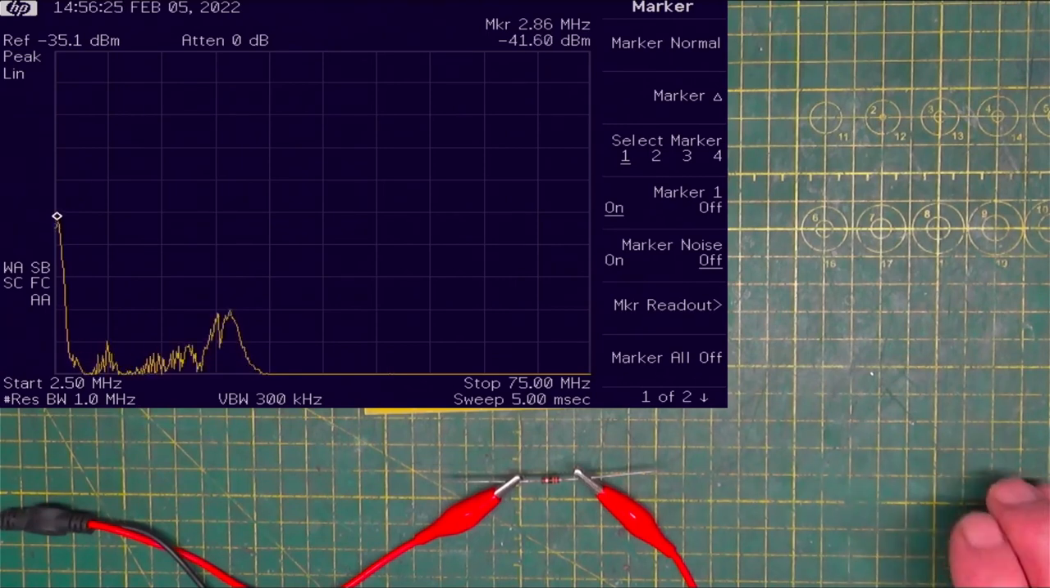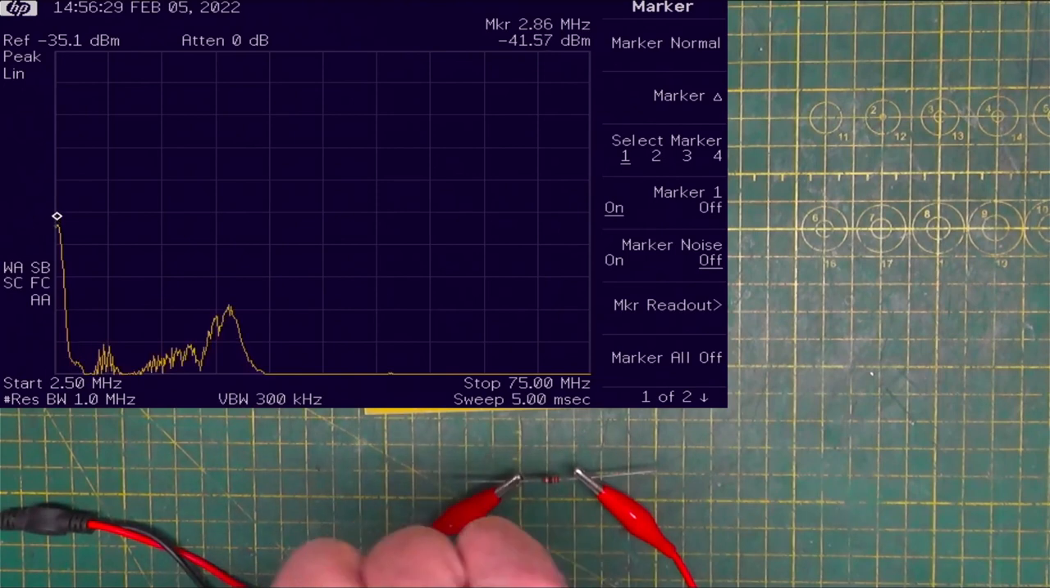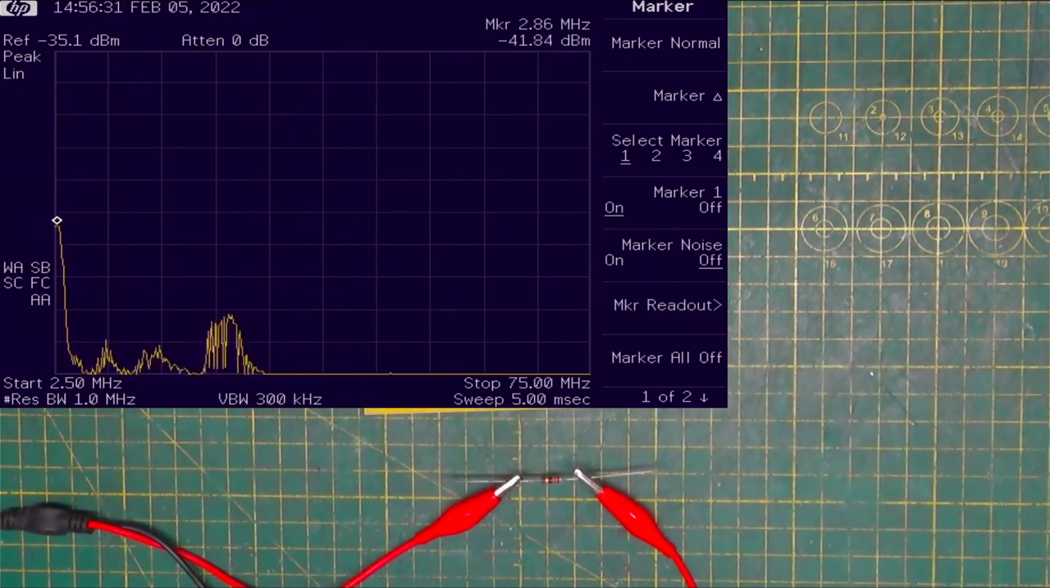And what we want to do is sweep across our entire frequency range from our 2.5 to 72. So let's start the sweep manually, and as you can see, it's staying pretty stable. We're up about 28 megahertz. That looks good. And we're still 42, 43 dB down.